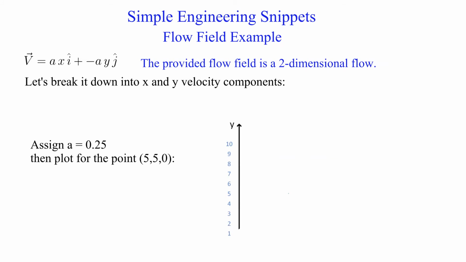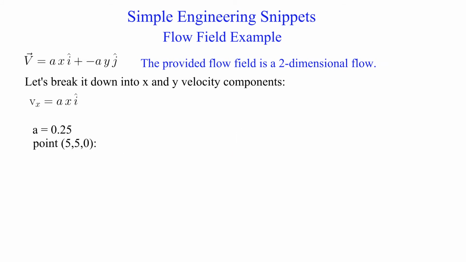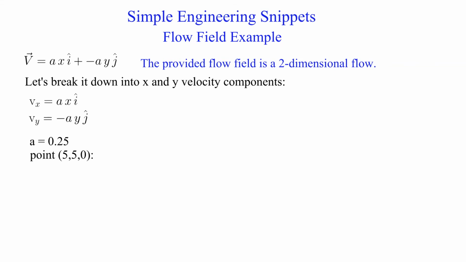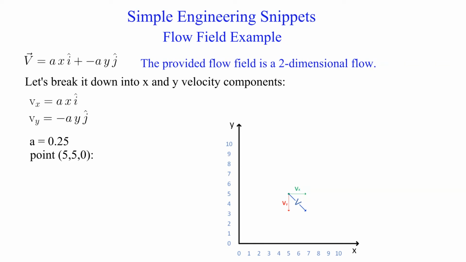Let's break it down into the component velocities and set the constant A equal to 0.25 and plot at the point x equals 5, y equals 5. Now let's add to the plot the actual velocity vector v.